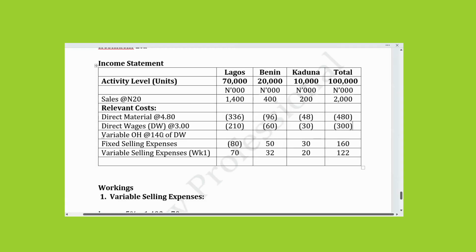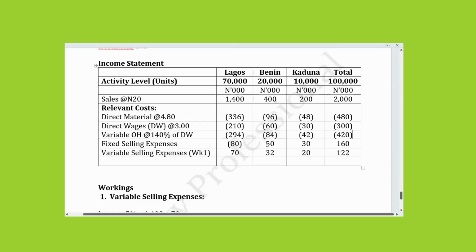Next, variable overhead, 140% of direct wages. So 1.4 multiplied by 210. That's 294. For Benin, 1.4 multiplied by 60, that's 84. Next, 42. Total, 420.